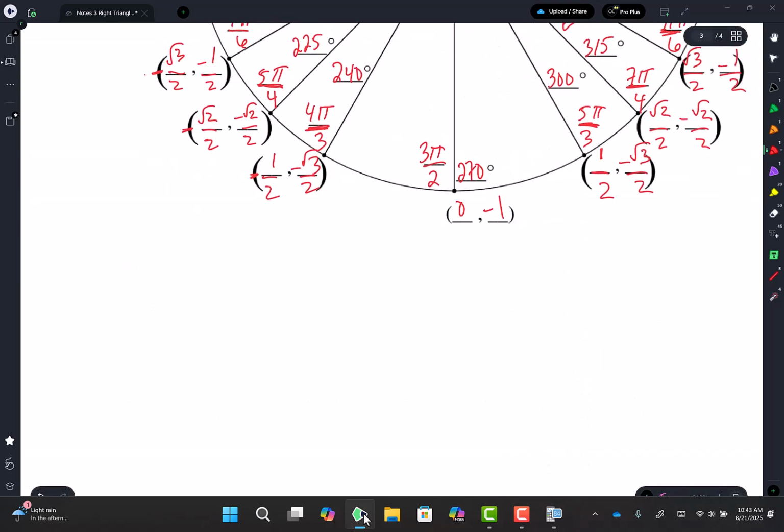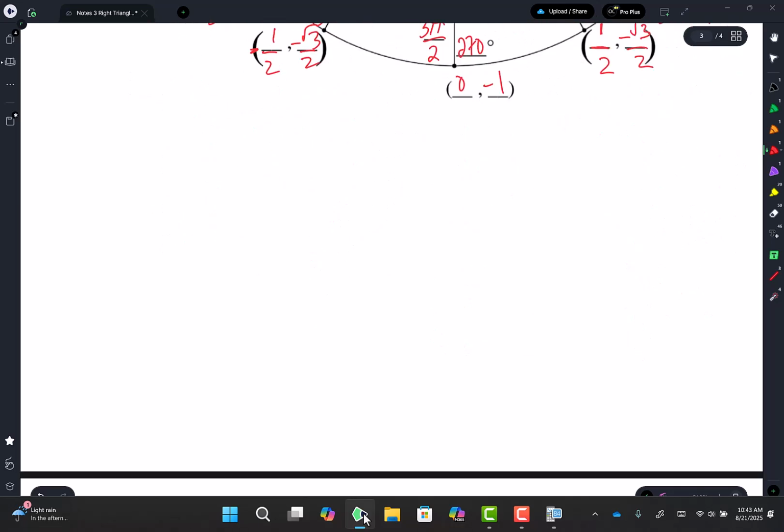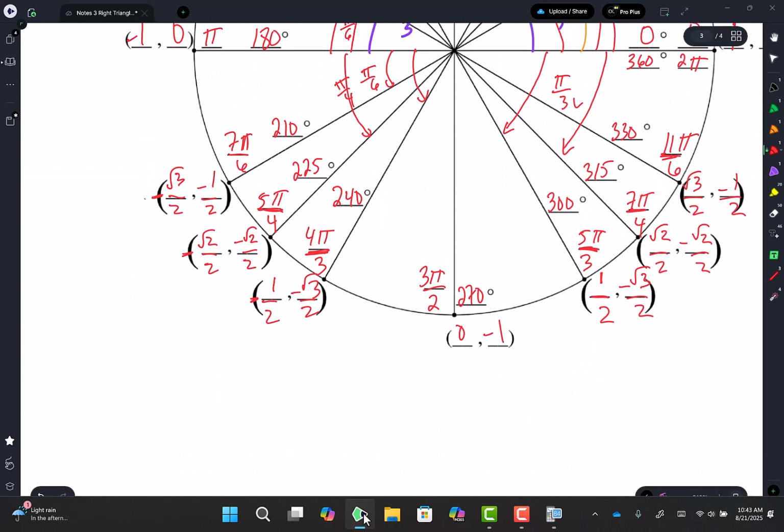Go to 60 degrees. What is my y value at 60 degrees? Square root of 3 over 2. Where to go, Miss Kyle? Where to go, Miss Esquivel? Where to go, Miss Alcoces? Tan of 315 degrees. Go to 315 degrees. Tan is what over what?